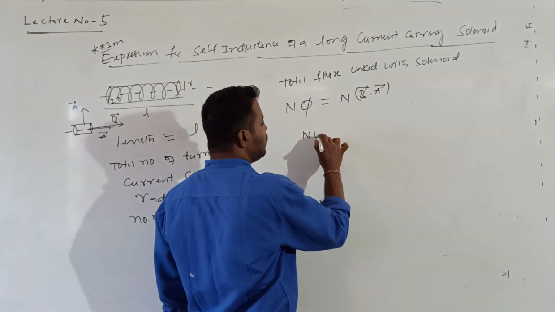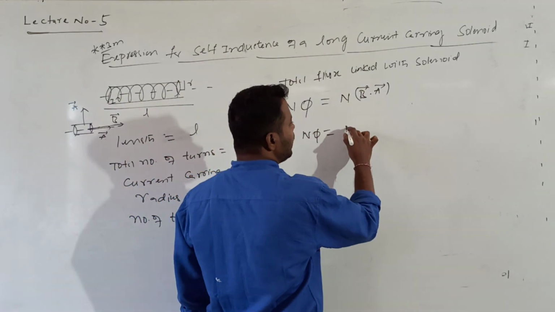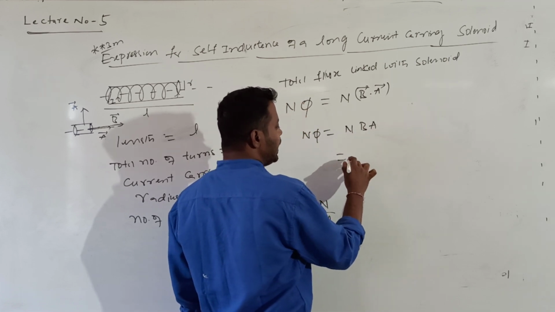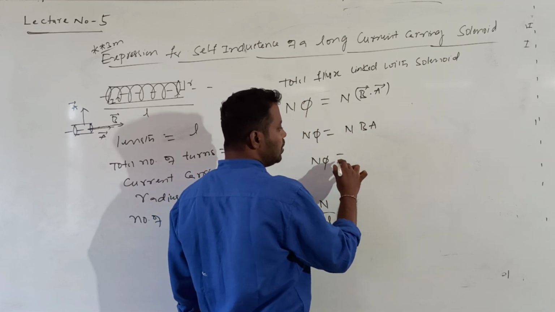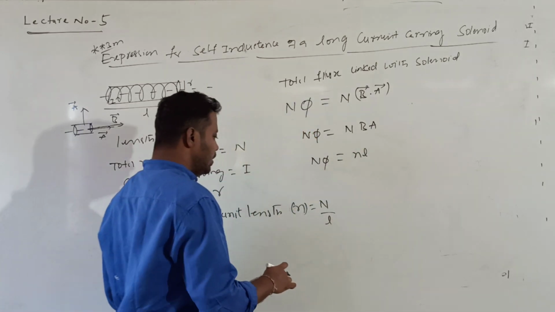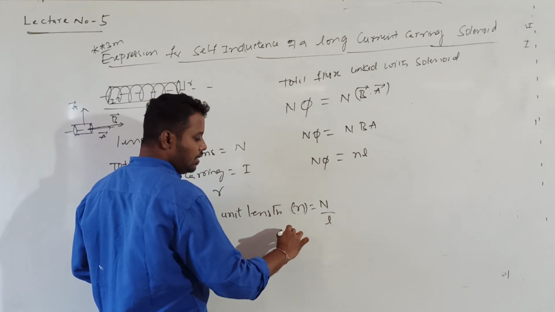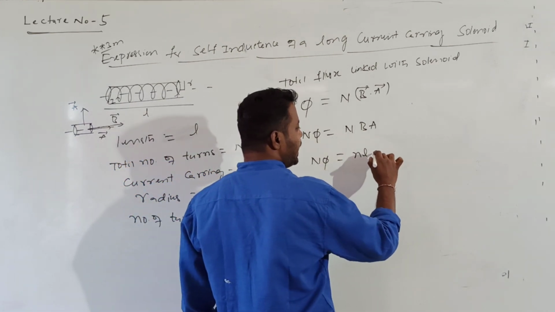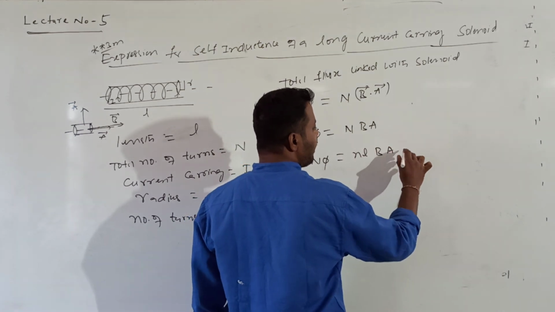Then I will get N phi value is equal to N times B A cos 0. So N phi value is equal to N times B A. Small n is equal to N by L, so capital N value is equal to n into L. So from this, N phi equals n L B A.